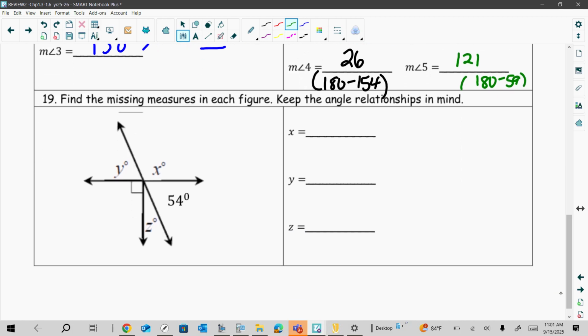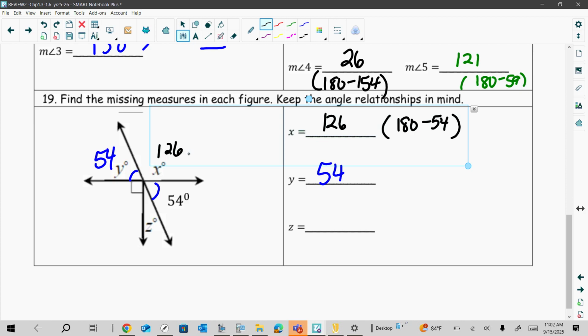So try number 19. Start with the vertical angle first. You are given the angle 54. Is there a variable vertical to that? Yes. So y is also 54. Okay, so if I know that's 54, now you can get x. What are you going to have to do? 180 minus 54. Yes, 180 minus the 54. 126.